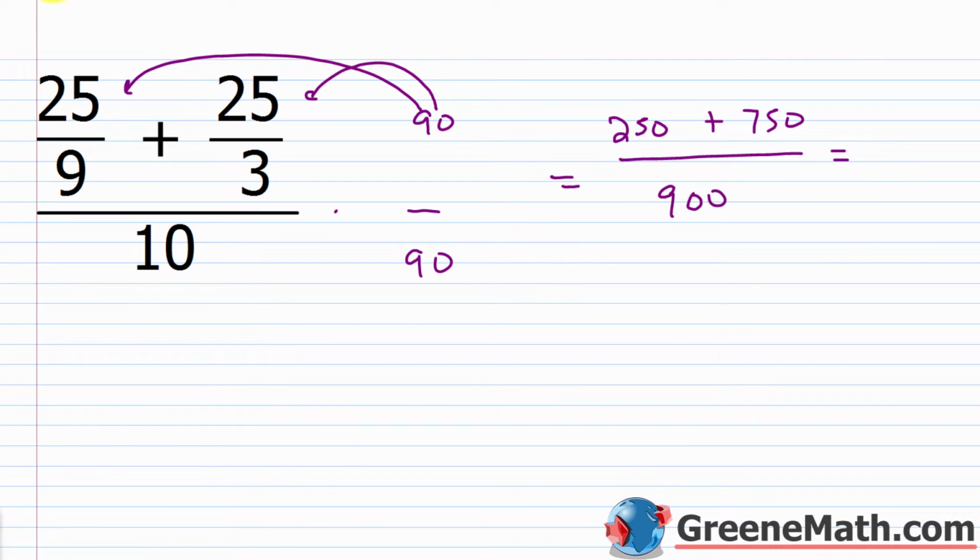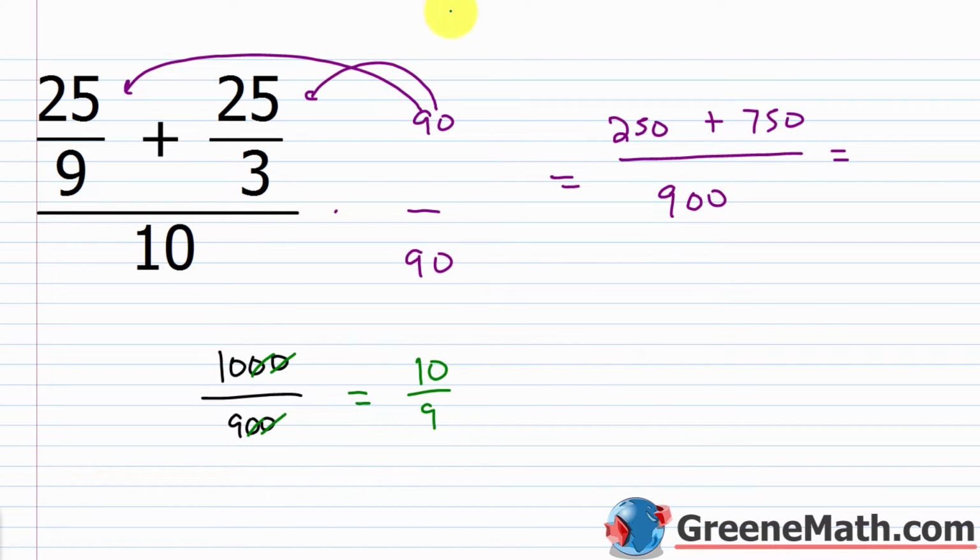So what does this leave me with? It looks like it's not going to work out, but it will. 250 plus 750 is 1,000, and this is over 900. Well, if I just cancel 2 zeros, I end up with 10 ninths, just like I saw with the other method. So really, it doesn't matter what you use. It's just a matter of what you're more comfortable with.